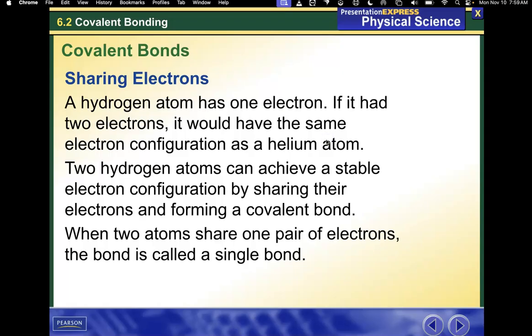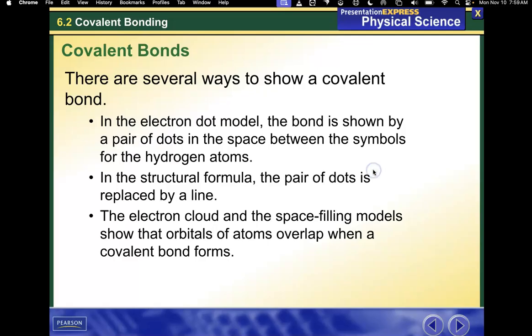So, sharing electrons. A hydrogen atom has one electron. If it had two electrons, it would have the same electron configuration as a helium atom, which makes it happy. Two hydrogen atoms can achieve a stable electron configuration by sharing their electrons and forming a covalent bond. When two atoms share one pair of electrons, the bond is called a single bond.